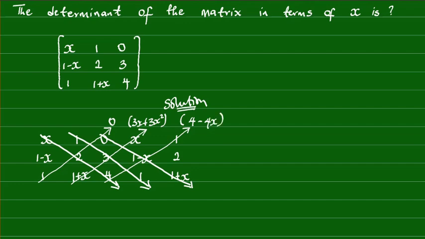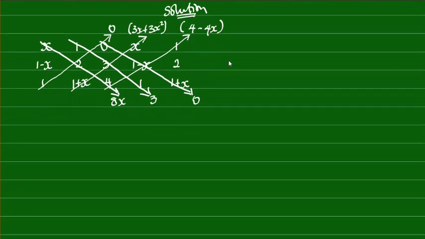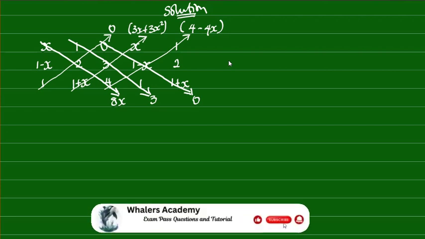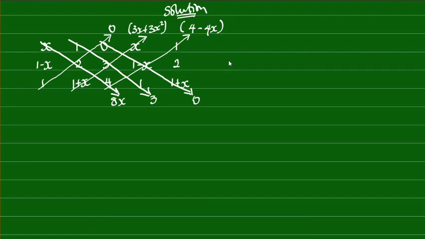I will move down. Here we have x times 2 times 4. This gives us 8x. Next we have 1 times 3 times 1. This gives us 3. Next we have 0 times 1 minus x times 1 plus x. This gives us 0. Now, in order to proceed further, we sum up the values that we got from the upper side of our work. Then we sum up what we got from our bottom side separately.